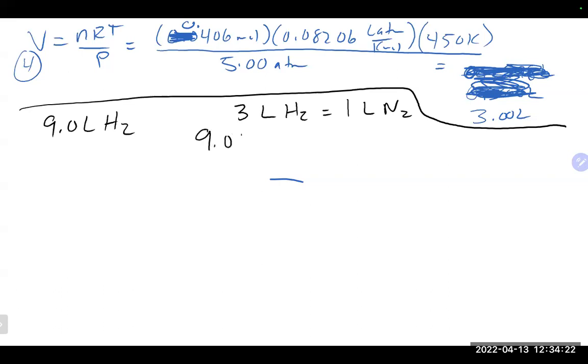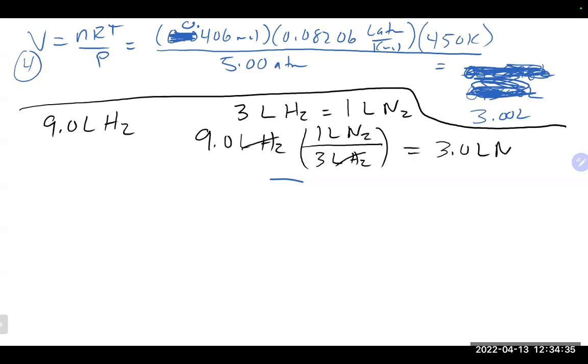You could take the 9 liters of H2 and use that liter to liter relationship, with 3 liters of H2 on the bottom and 1 liter of N2 on top. And lo and behold, we end up with 3 liters of N2, which is much easier than doing the ideal gas law at both ends of the steps. So this is the benefit of Avogadro's relationship here. And again, you can only use this in a stoichiometry problem if the temperature and the pressure remain constant.